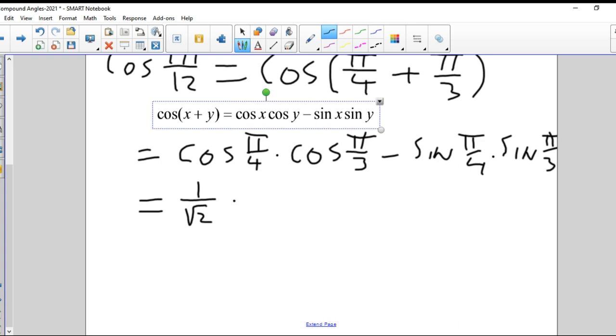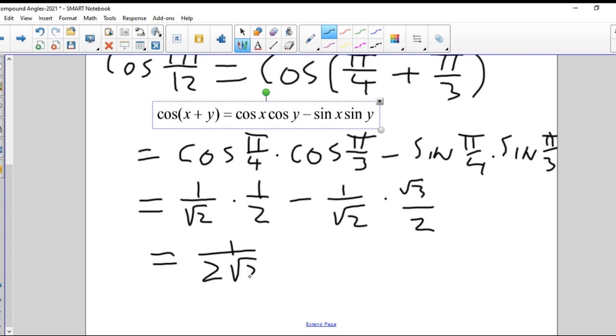Well, we just did that. I was told by Emily back then it was 1 over 2, so it's not going to change. Minus the sine of pi over 4 is also 1 over root 2. And because the cosine of pi over 3 was 1 over 2, I know that the sine of pi over 3 is root 3 over 2. Okay, so this one works out to be 1 times 1, which is 1 over 2 root 2, minus 1 times root 3 is root 3 over 2 root 2.